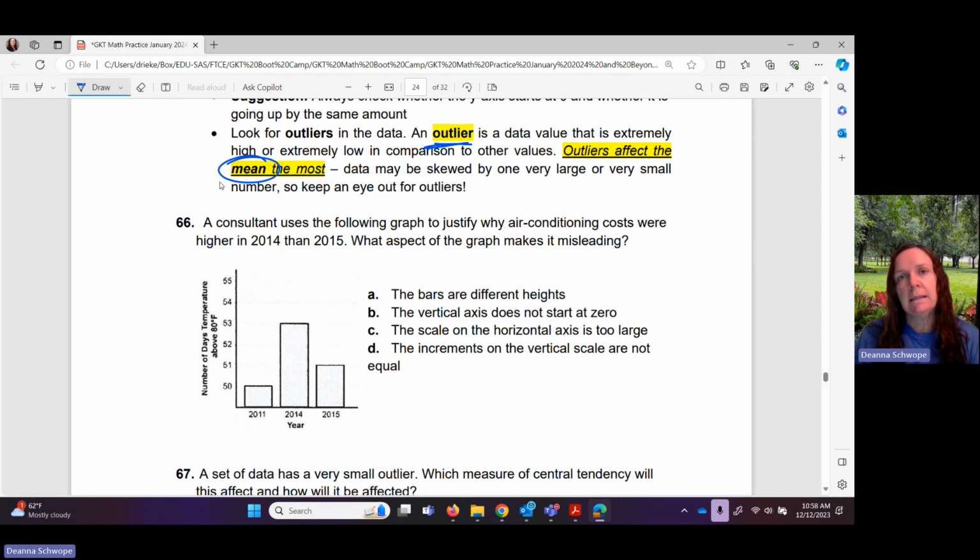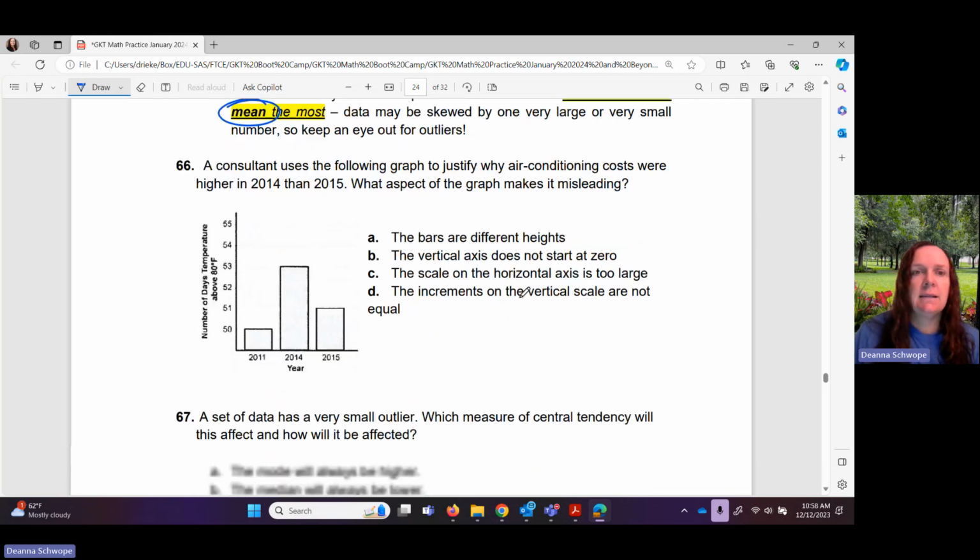For instance, think about grades. If you had relatively good grades, you're getting A's and B's, and then you don't turn something in, that 0 is an outlier, and it's going to pull your grade way down. And it happens the other direction as well. So just keep an eye out for outliers.